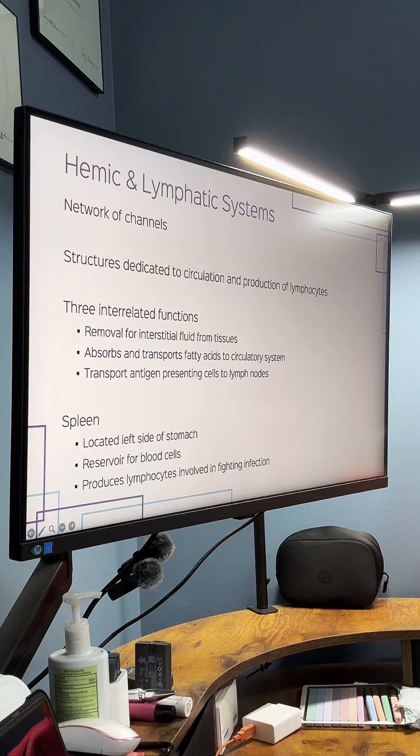moving fatty acids. The spleen is an organ in the upper portion of the abdomen that is located to the left of the liver. The spleen is a blood filtering organ as well as a receptacle for red blood cells. It also plays a role in the immune system by producing lymphocytes that are involved in the infection fighting process.